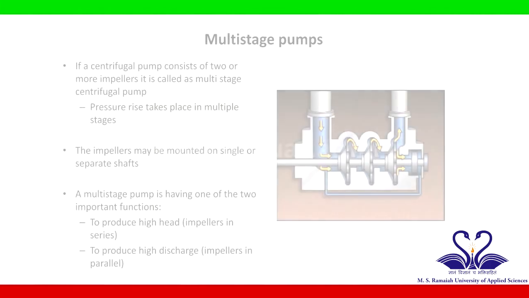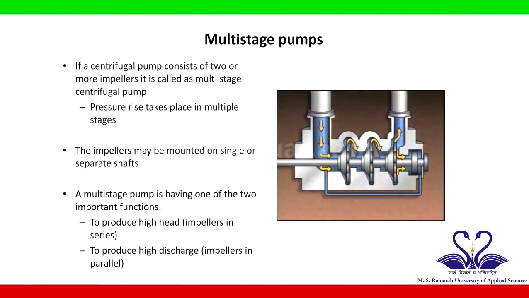In order to attain high head or high discharge, the pumps may be connected in series or in parallel. A multi-stage pump is the one where multiple impellers are embedded into a single entity. The pressure rise of the fluid takes place in multiple stages. The impeller may be placed on a single or multiple shafts. A multi-stage pump has one of two important functions: to produce high head or to produce high discharge.